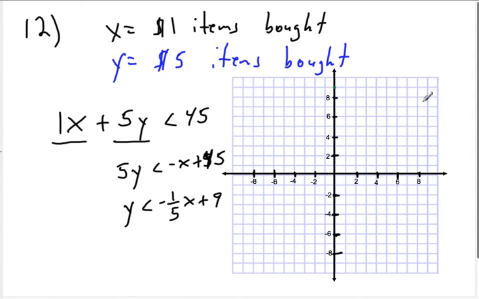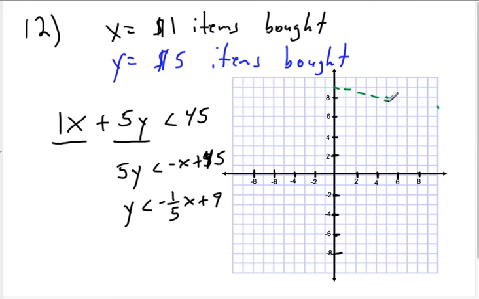Everything's going to be in this quadrant 1 because we're dealing with money, which is in the positive realm here of when we're buying items. So we're going down 1, right 5. Down 1, 1, 2, 3, 4, 5. Uh-oh, I didn't give myself the right graph. 2, 3, 4, 5. Well, you get the idea. I'm going to have to go down 9 and right 45. All right, so that's going to go way over there.